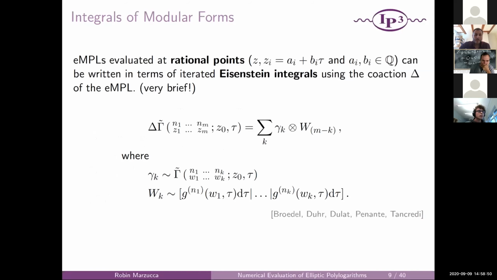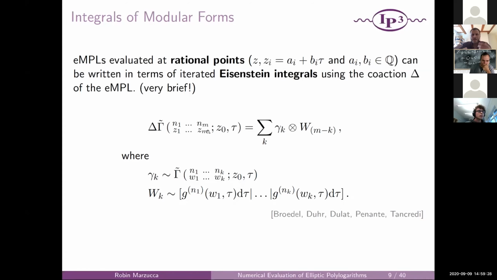And then they are related to the elliptic integrals that I'm considering, namely if you have an EMPL evaluated at a rational point. By this I mean that the argument z and all the z_i's are of the form a plus b tau, where a and b are rational numbers. If we have an EMPL of this form, then we can rewrite it in terms of iterated Eisenstein integrals. We can do this using the coaction, and I'll be very brief here because this will not be the main topic of my talk.